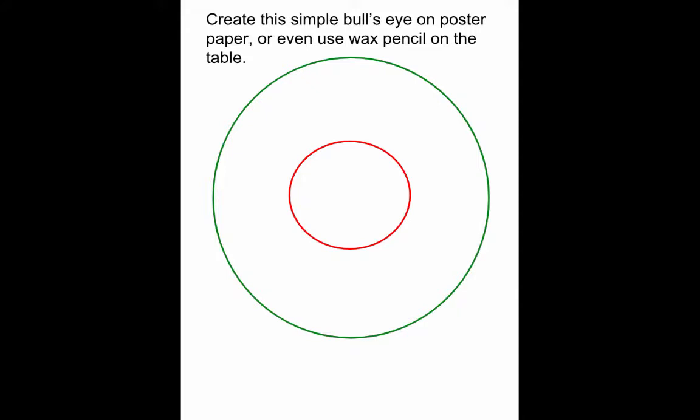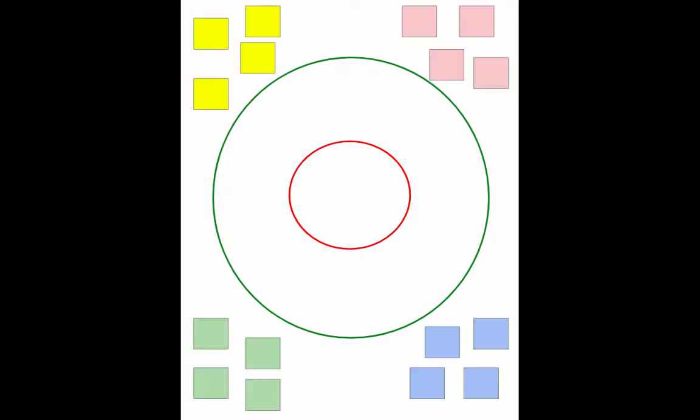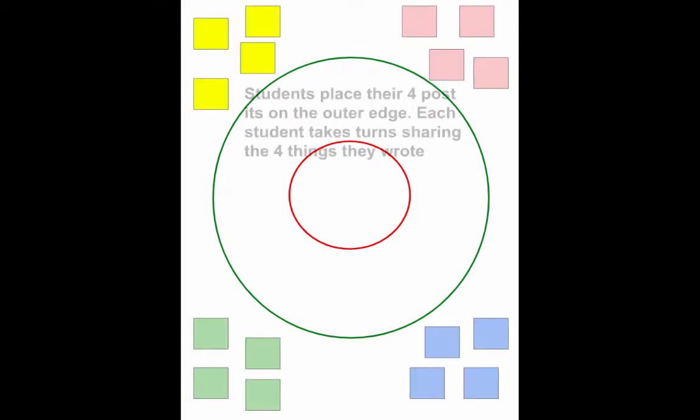Once you have this simple bullseye, students come together and now discuss their post-its. So they're going to put all 4 of their post-its on the outer edge of the circle, and they're each going to take turns discussing what they wrote. And the purpose here is for them to all have a student voice in the conversation and to contribute to the circle. Everybody is going to have to add their ideas.